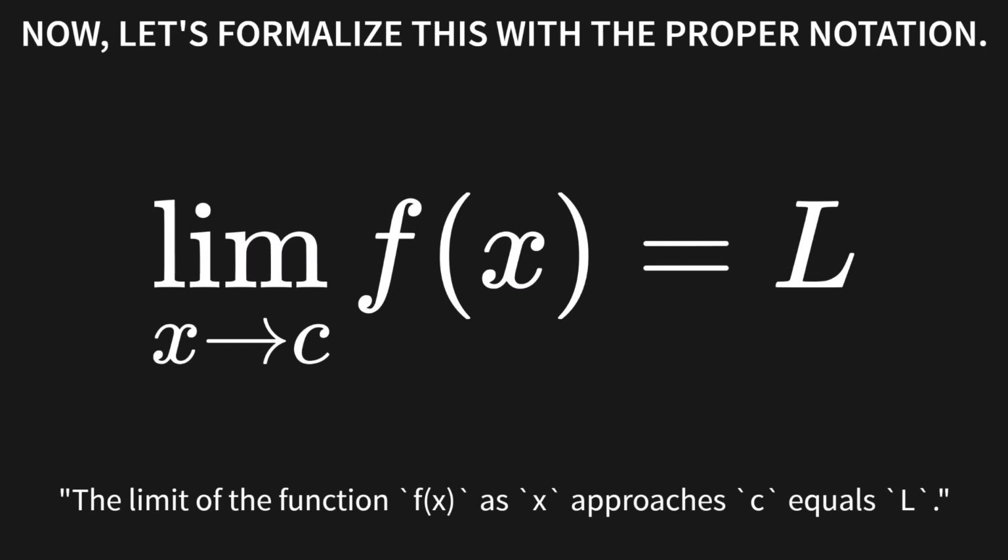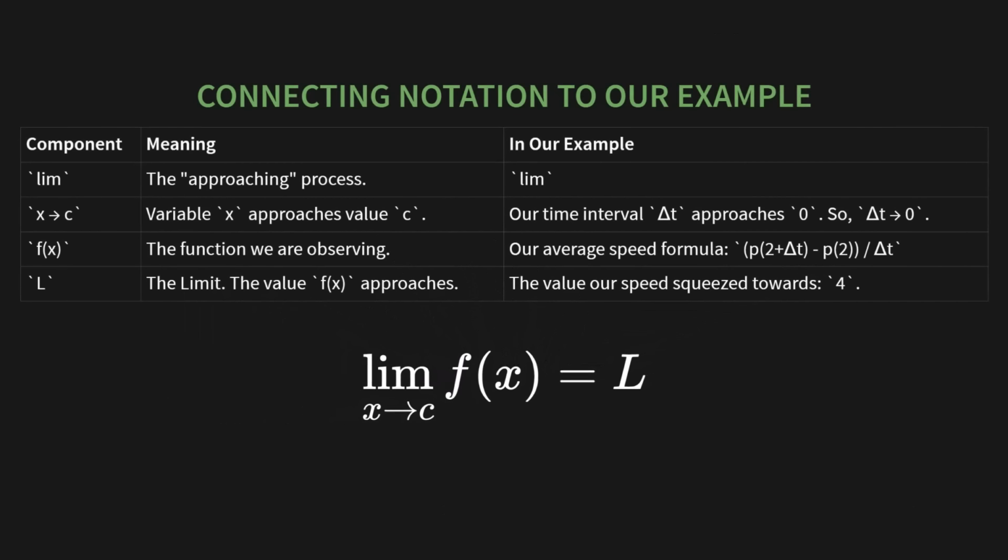Okay, now let's formalize all of this with the proper notation. The limit of the function f of x as x approaches c equals L. Let's connect this notation directly to our car example. Look at this table. First component, lim. That just means we're doing the approaching process. Next we have x approaches c.